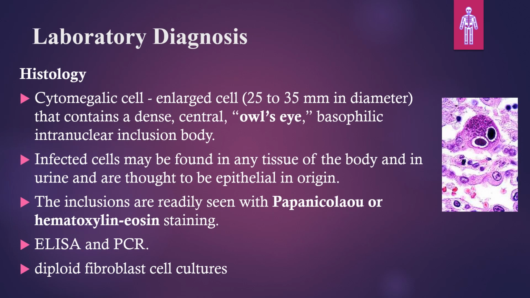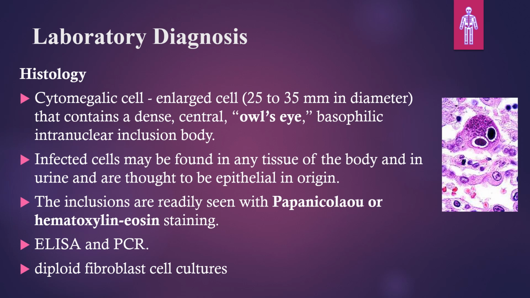Laboratory diagnosis of cytomegalovirus infections. We may perform histological examination to identify the cytomegalovirus. The histological hallmark of cytomegalovirus infection is the identification of cytomegalic cells, which are enlarged cells of around 25 to 35 micrometers in diameter, containing a dense central owl's eye resembling basophilic intranuclear inclusion bodies.